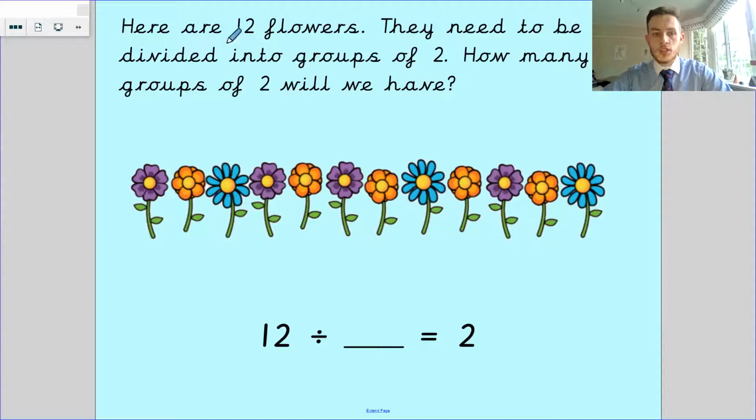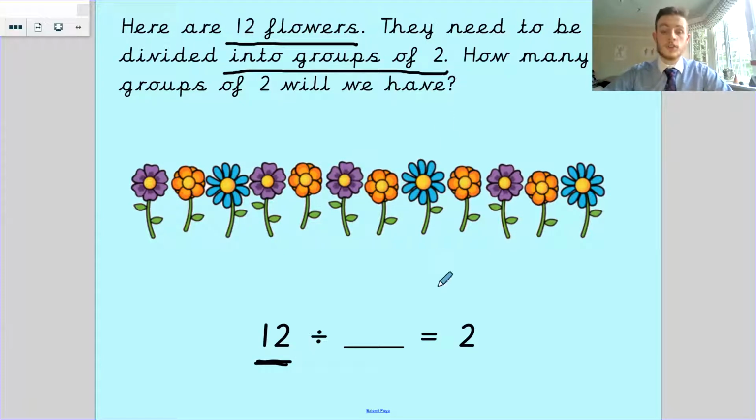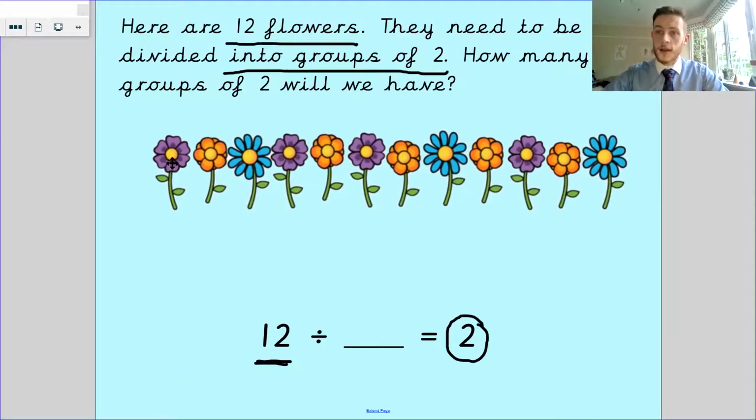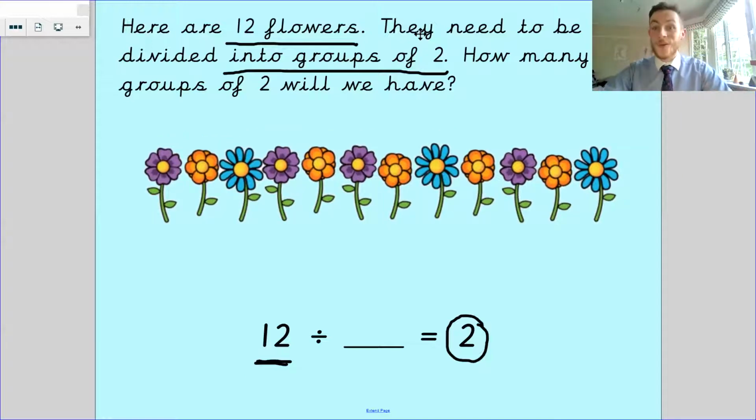Here, I've got 12 flowers. That's my total amount of flowers I start with. They need to be divided into groups of 2, groups of 2. So I need to be grouping in 2s. That's how many's in each group. So let's group in 2s. What? Oh, I can't because they're all grouped together. Hold on, give me 1 second so that I can change that.